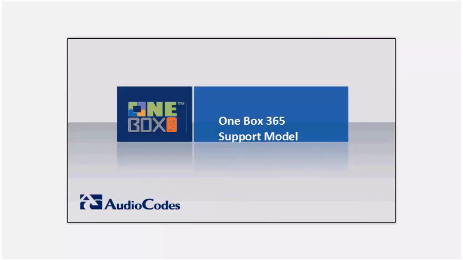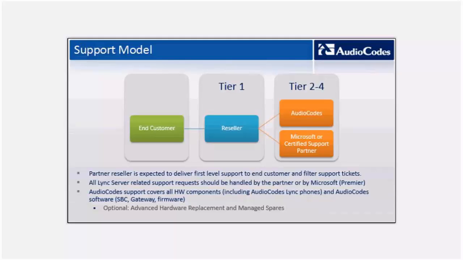Support model. I think it's very simple. We have tier 1, which is usually done by the reseller. If it's our reseller or the Office 365 reseller, then we will take tier 2 and 4, through the AudioCodes and Microsoft certified support partner.